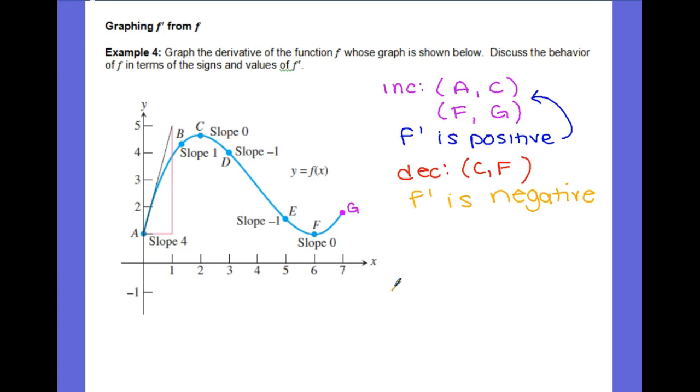Okay, where are the extrema of the original? There are 2: C and F. Okay, the extrema are at C and F. Therefore, F prime at C and F is 0.